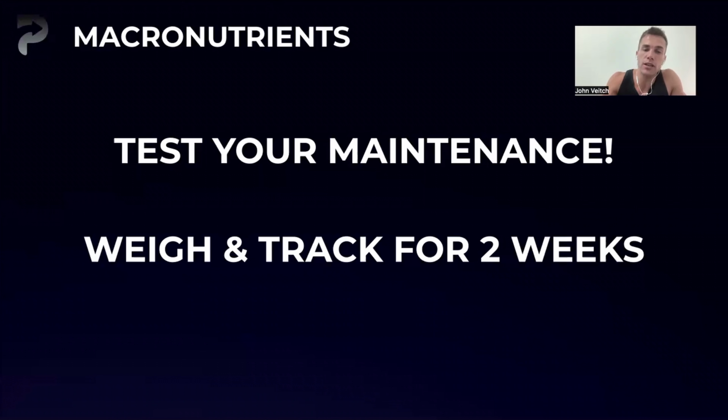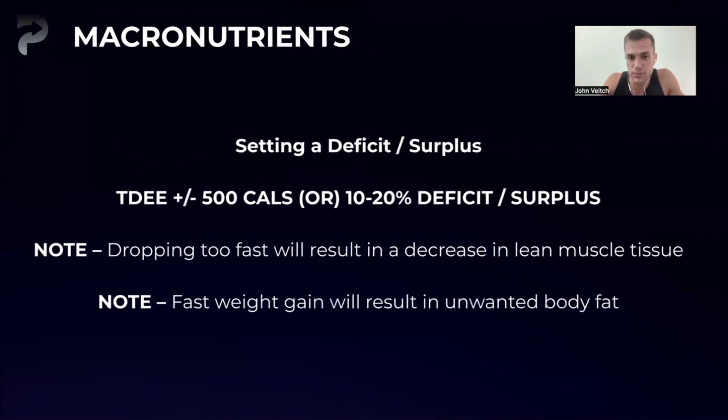Now, I will take you through the equation that most people do, with how they guess it. So from the maintenance that we've just worked out, if your goal is fat loss or weight gain, you're going to use this. So you're going to either plus or minus 500 calories, or take away 10%, or 10 to 20, maximum 20%, to put yourself into a deficit.